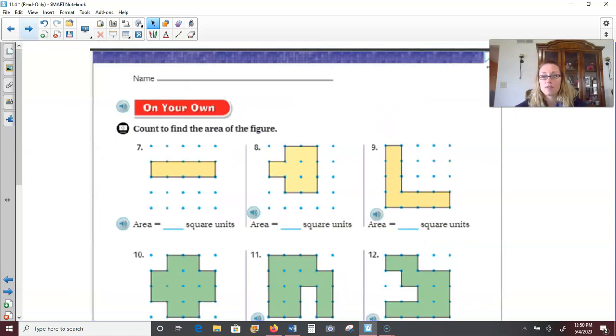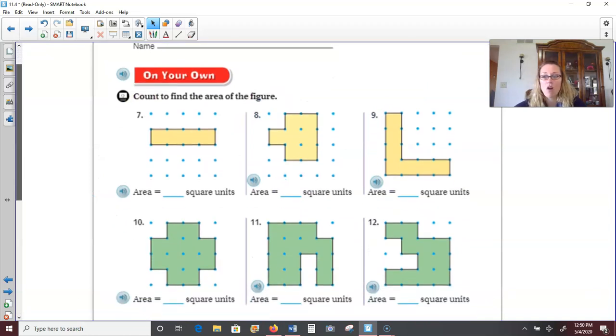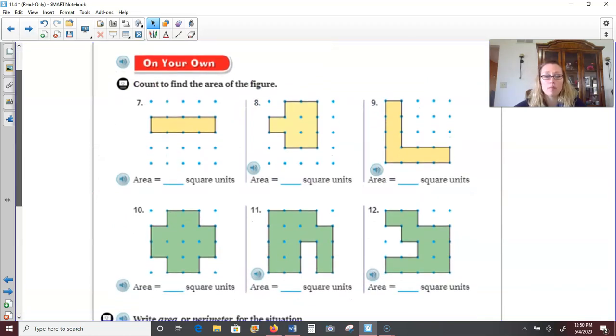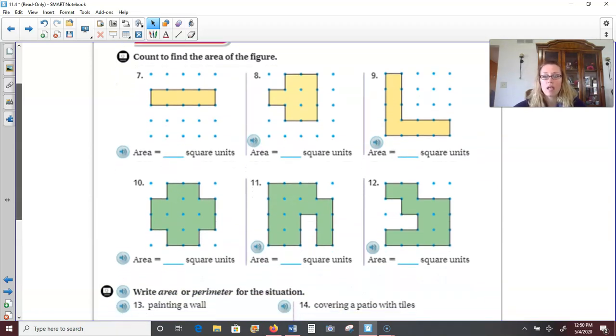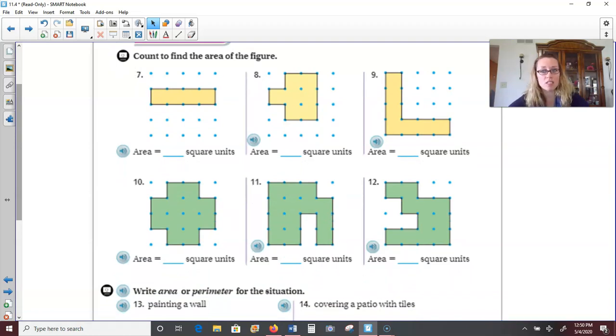All right, let's keep cruising here, guys. Next page is on your own, so remember, you're always welcome to pause the video, give it a try, and come back and test your knowledge. See how well you did. That helps you know if you're understanding the skills that are being taught, or you can just continue on and work with me. So number 7, count the area of the figure.